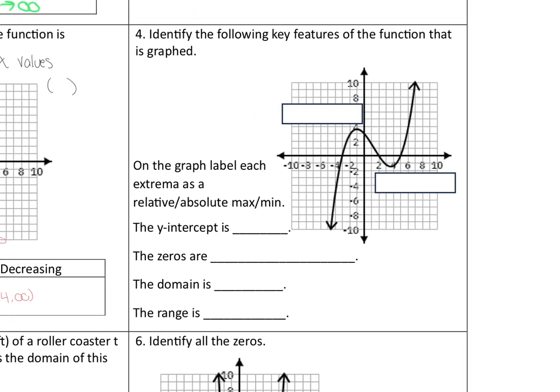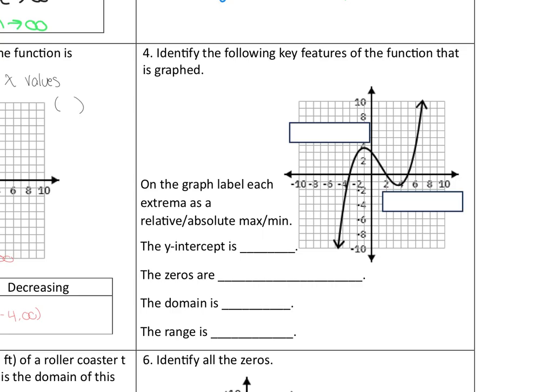Which leads us into number 4. Identify the following key features of the graph of the function that is graphed. So I have this dot right here and this dot right here. This first dot that I made, it's a max and it's called a relative.